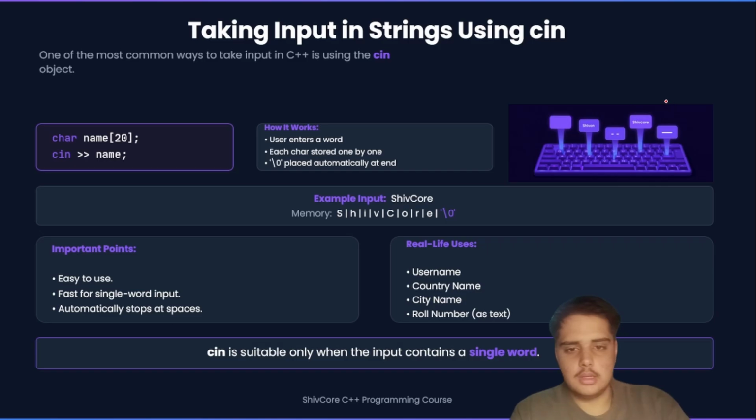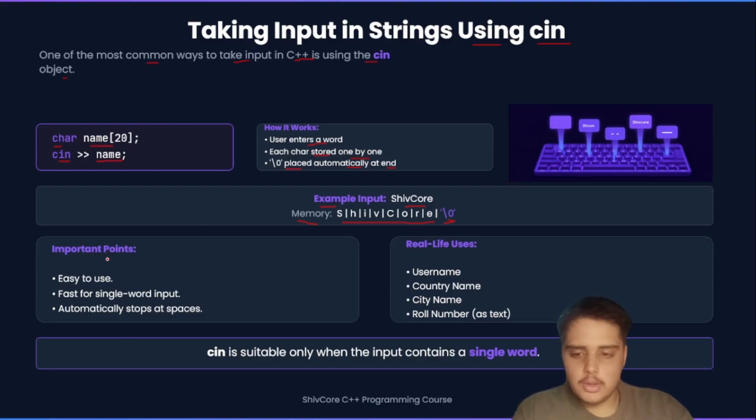Coming next, taking input in strings using cin. One of the most common ways to take input in C++ is using the cin object, like char name[20]; cin >> name. How this works is that the user enters a word, each char is stored one by one, and null is placed automatically at the end. Example, if I input ShivCore, in memory it will be stored as ShivCore, each character in a single memory location, and after that the null is stored, which indicates the end of the string.